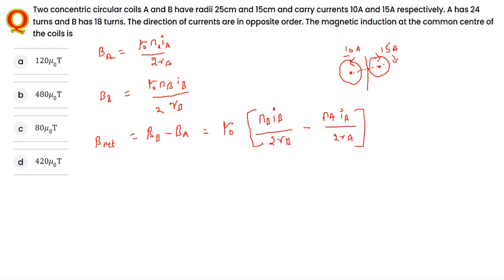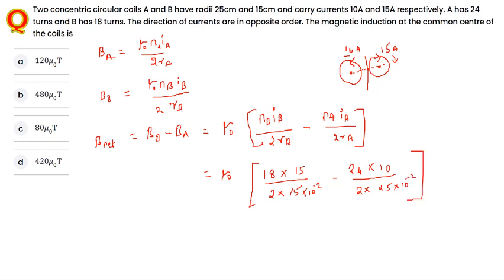Now substitute all the values. Mu naught into N_B, the number of turns in the secondary coil, that is 18, and the current in that coil is 15, divided by 2 into the radius of the coil, 15 centimeter, that is 15 into 10 power minus 2 meter. Next, again taking mu naught out, the number of turns in the primary coil is 24, the current in this coil is 10 ampere, divided by 2 into the radius, 25 centimeter, 25 into 10 power minus 2.